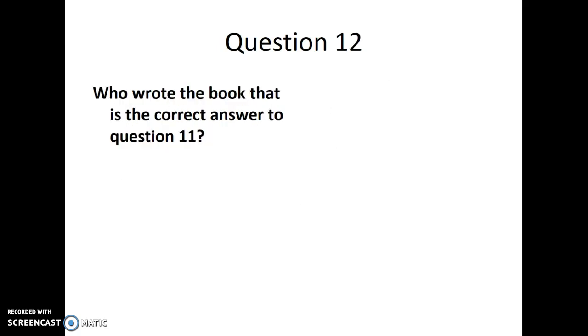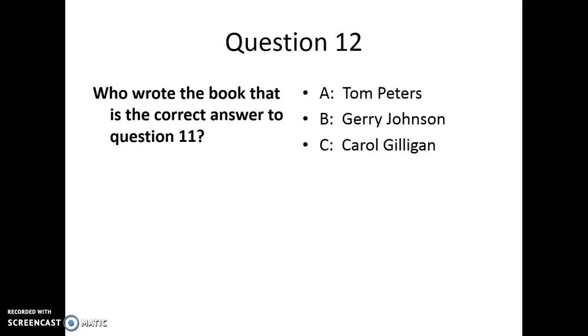Question 12. Who wrote the book that's the correct answer to the previous question? A, Tom Peters, B, Jerry Johnson, C, Carol Gilligan, D, Diane Vaughan, or E, Alistair McIntyre?